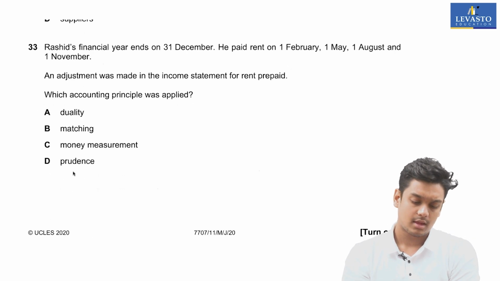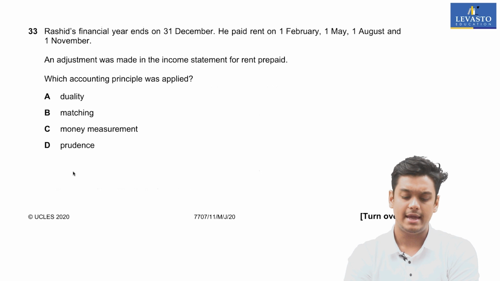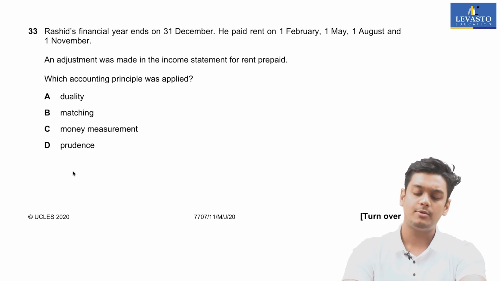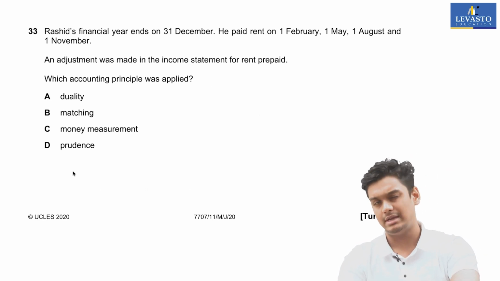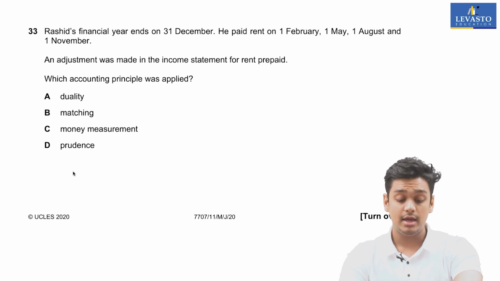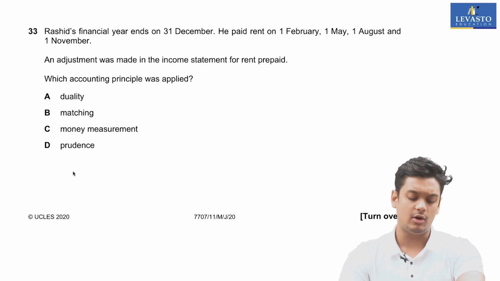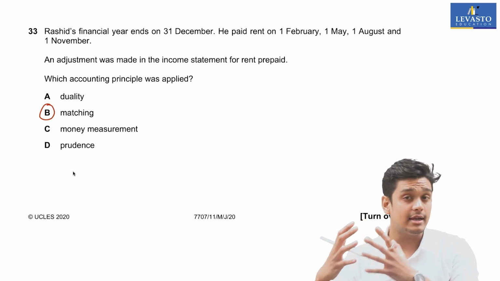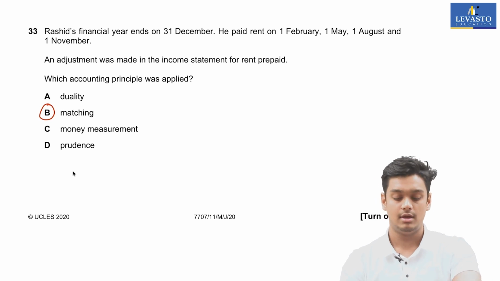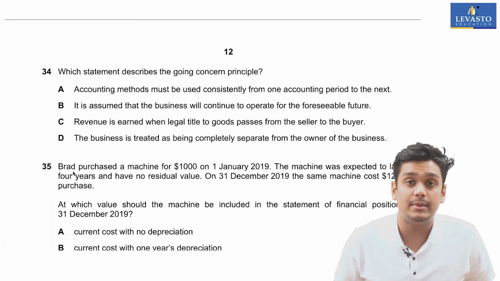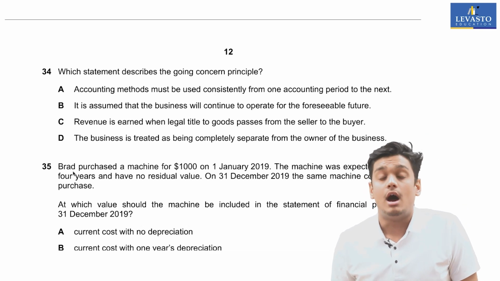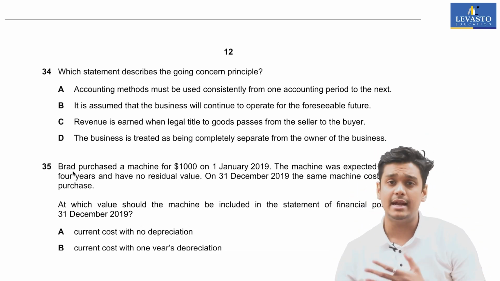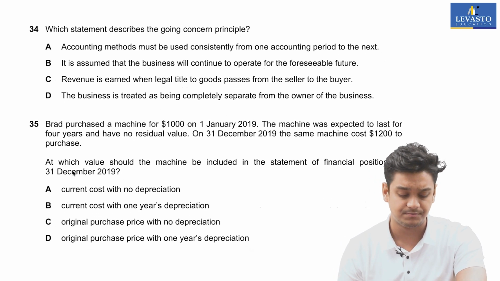33rd MCQ. Rashid's financial year ends on 31st December. He paid rent on February 1st, May 1st, etc. And they made adjustments for rent prepaid. What's the accounting principle applied? Guys, please remember, accruals, prepayments and all this stuff is matching concept. You match your incomes with expenses. Another name for matching concept is accruals concept. So these concepts play a major role in your examination. You have to understand exactly how it affects, how it's needed, etc. That's going to play a major role as well.